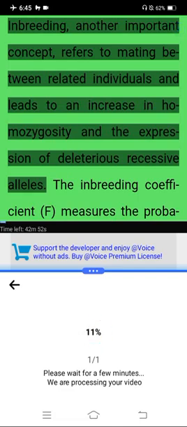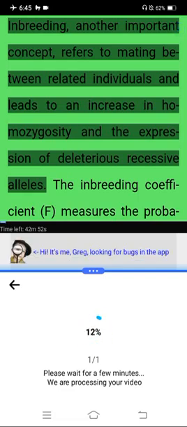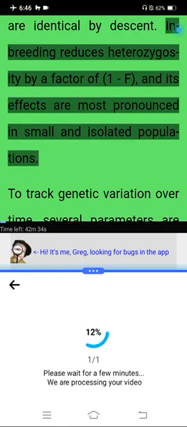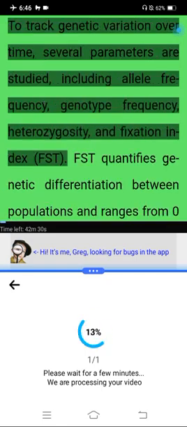Inbreeding, another important concept, refers to mating between related individuals and leads to an increase in homozygosity and the expression of deleterious recessive alleles. The inbreeding coefficient F measures the probability that two alleles at a locus are identical by descent. Inbreeding reduces heterozygosity by a factor of 1 - F, and its effects are most pronounced in small and isolated populations.